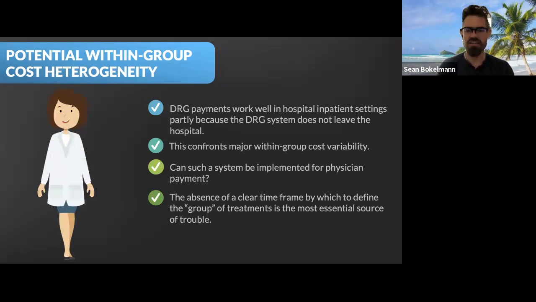And essentially, the absence of a clear time frame in which the group can be defined is the most essential source of trouble. If you can't clearly define the time frame of these group of treatments, then how do you start to control the costs and the variability of costs? It becomes very difficult, right? So these are really major problems with trying to implement DRGs with physicians.